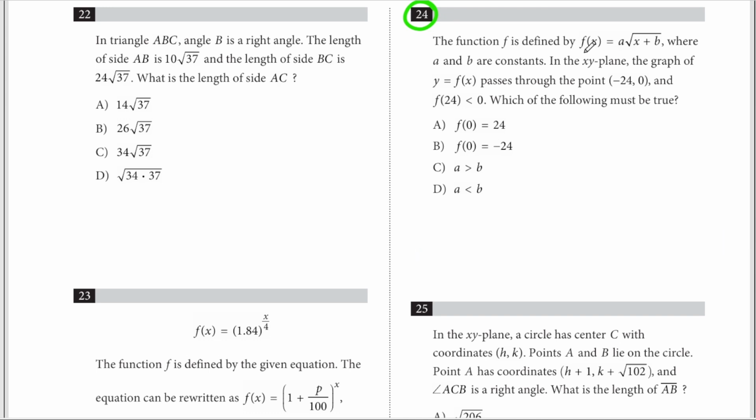The function f is defined by f of x is equal to a times square root of x plus b, where a and b are constants. In the xy plane, the graph of y is equal to f of x passes through this point. So let's plug in this point first.